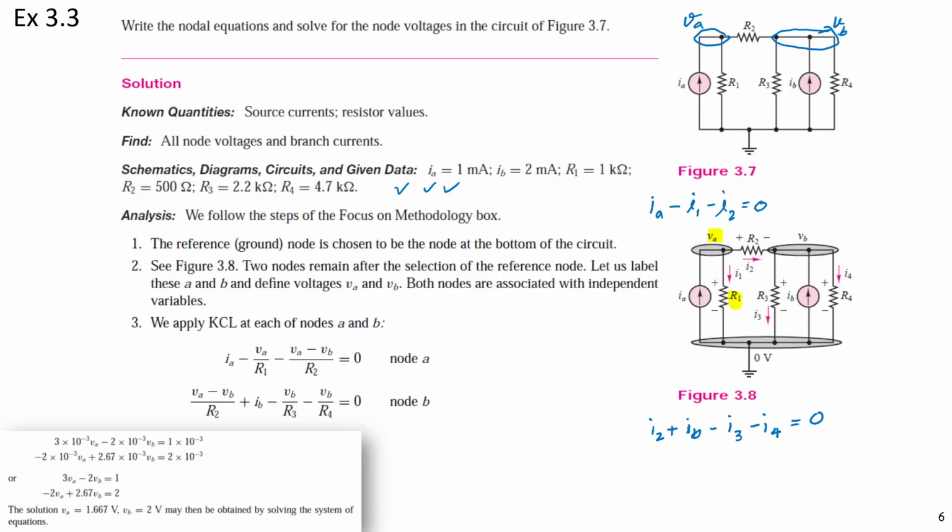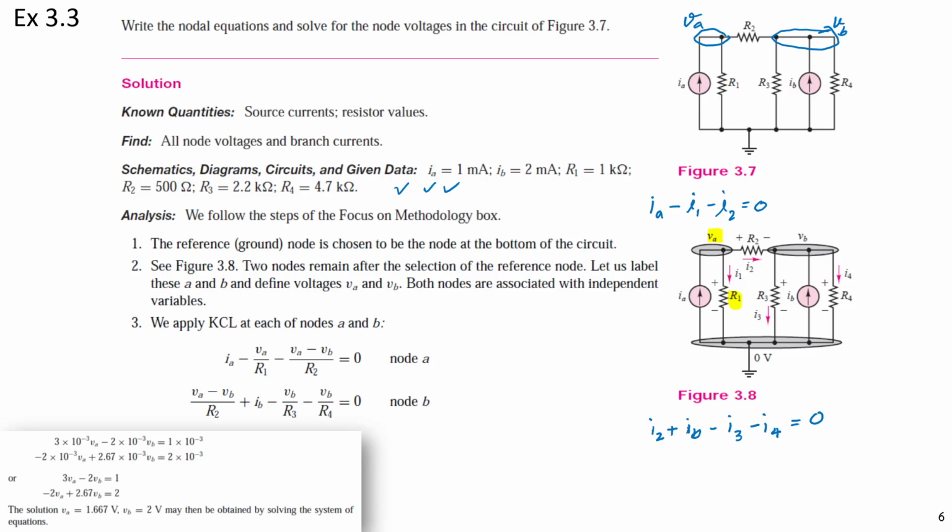We need to be very, very careful about the direction, right? And the sign of our parameter. IB flowing in is positive. So it's IB. I3 is VB divided by R3. I4 is VB divided by R4. So we have these two equations.